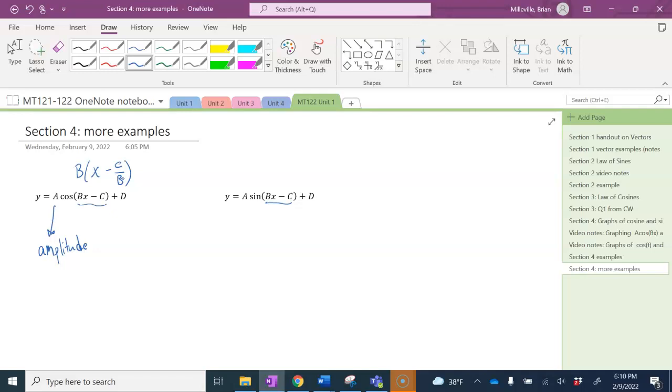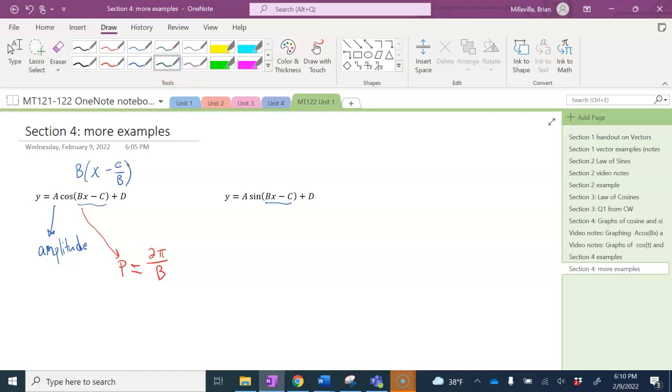The period for this is going to be determined by the number b, using our normal result that the period is 2 pi divided by whatever that number b is. So if b is larger than 1, the period will be shorter than 2 pi. If b is less than 1, it'll actually be greater than 2 pi. And that's one of the inside effects.